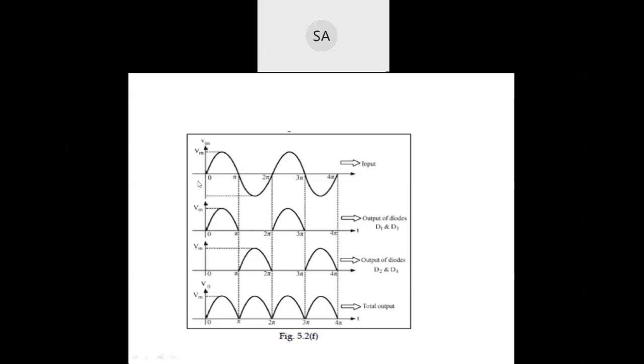So from 0 to pi and 2 pi to 3 pi is the positive half cycle. During this positive half cycle, diodes D1 and D3 will conduct. So the output of these two diodes is the maximum peak amplitude voltage, and this also. And during the negative half cycle, that is pi to 2 pi and 3 pi to 4 pi, diodes D2 and D4 are conducting. So you will get the output similarly like this. The combination of this total output is exactly like the center tapped full wave rectifier output. So this is the total output which we are getting in the bridge full wave rectifier.